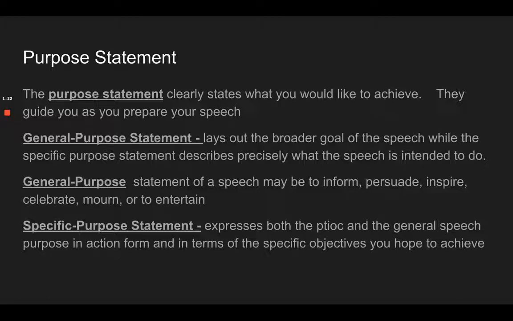So you have a general purpose statement, which lays out the broader goal of the speech, while the specific purpose statement describes precisely what the speech is intended to do. So general purpose would be to inform, persuade, inspire, celebrate, mourn, or entertain. And a specific purpose expresses both the topic and the general speech purpose in action form and in terms of the specific objectives that you hope to achieve.